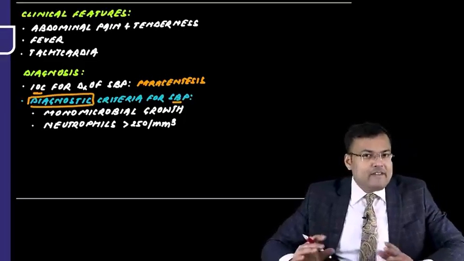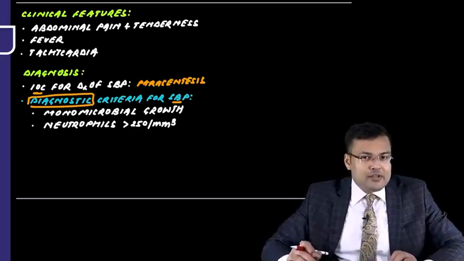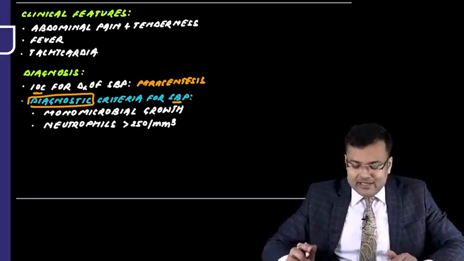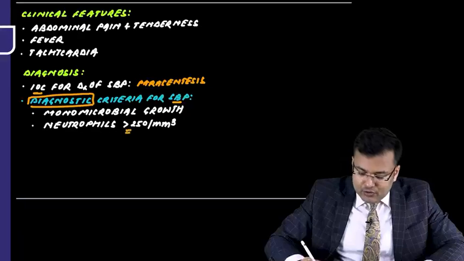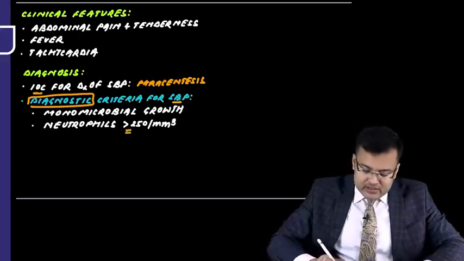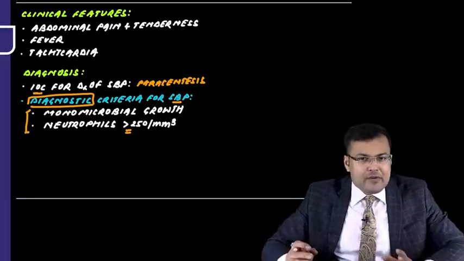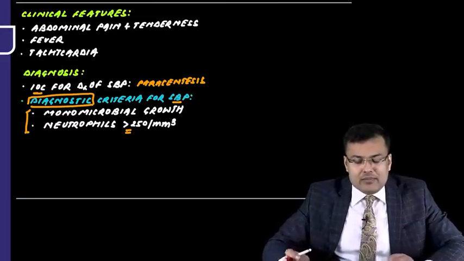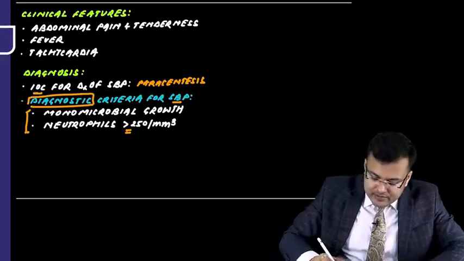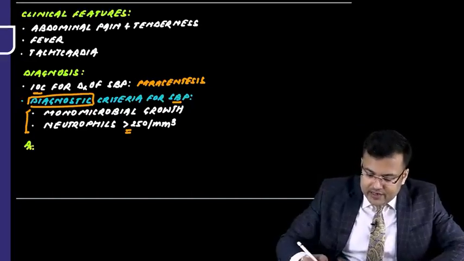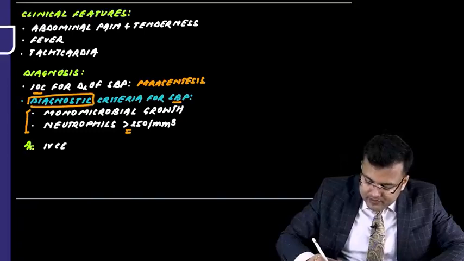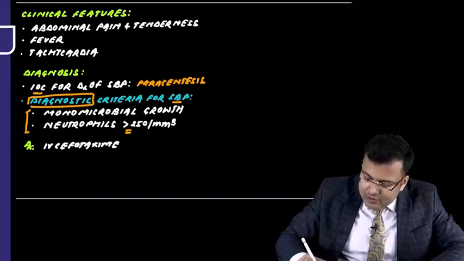First, there is monomicrobial growth. Second, the neutrophil count should be more than 250. This is the diagnostic criteria, and it is asked frequently. How do we treat it? In the treatment, we give IV cefotaxime plus albumin.